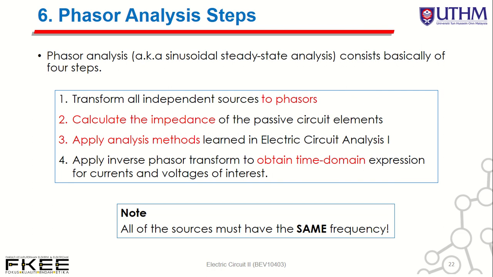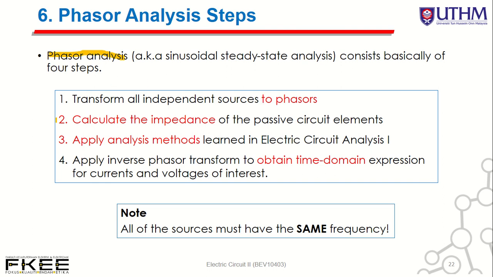Next, this is the most important part in AC circuit analysis, and we call it phasor analysis, or steady state analysis. Steady state AC analysis consists basically of 4 steps. First, you need to transform all the sources to phasors. Maybe your source is given in time domain, so you need to transform it to the phasor. We already discussed this in the previous chapter.